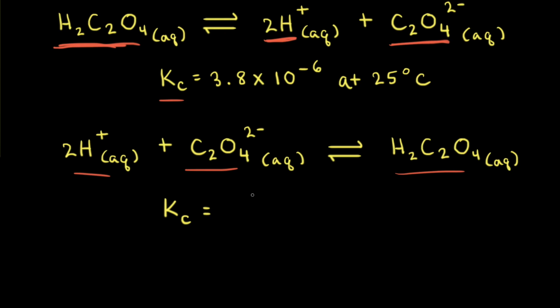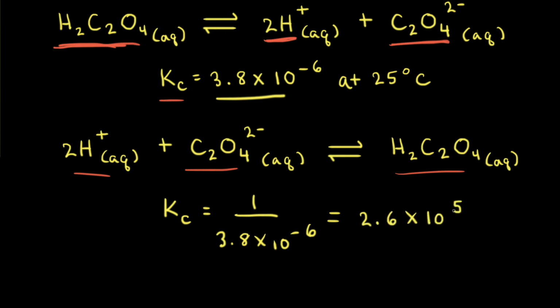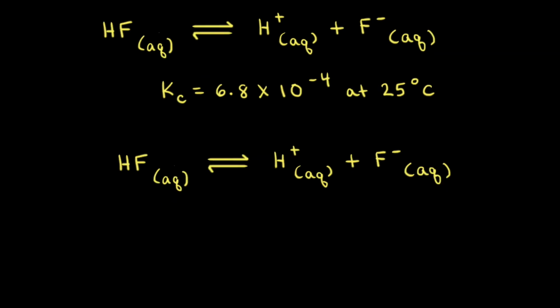So to find the new Kc value, we take 1 over the original equilibrium constant of 3.8 times 10 to the negative 6. And this is equal to 2.6 times 10 to the 5th, also at 25 degrees Celsius. Let's look at another example of how changing how we write the equation changes the value for the equilibrium constant.